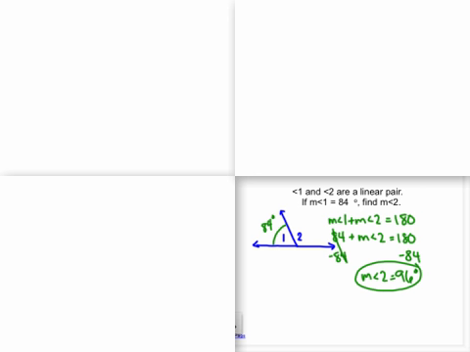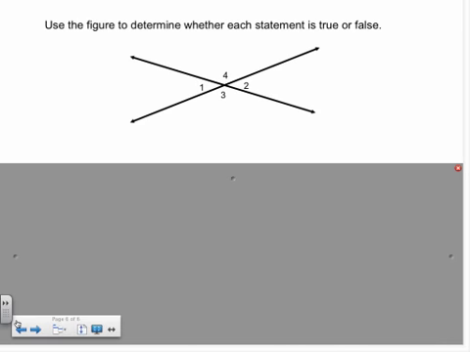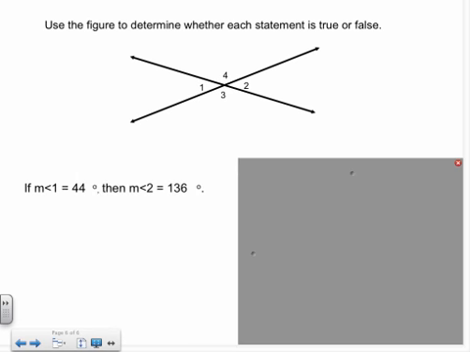Alright, now let's try some true or false. These kinds of questions are really important to geometry because they're a great way for me to test and help you use that basic logic that we've been learning. So in our next two examples, we have a picture here that shows two intersecting lines, and they've made angles 1 through 4 as they're shown on there. Our first statement says that if the measure of angle 1 equals 44 degrees, then the measure of angle 2 has to equal 136 degrees.